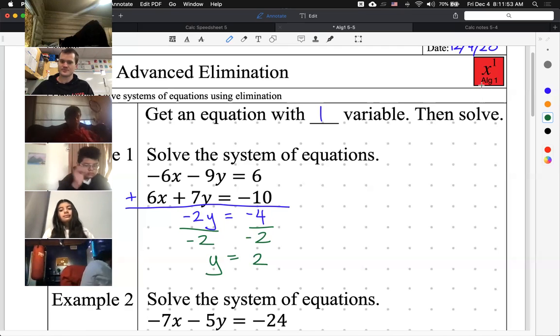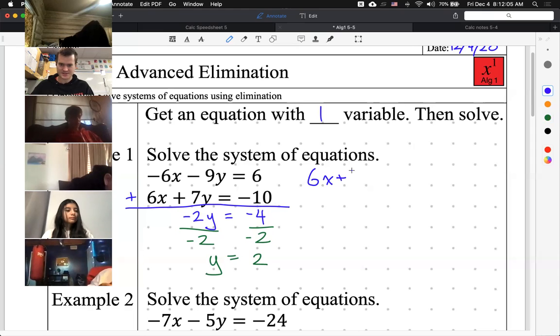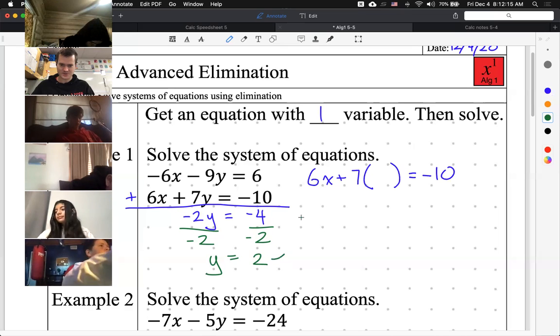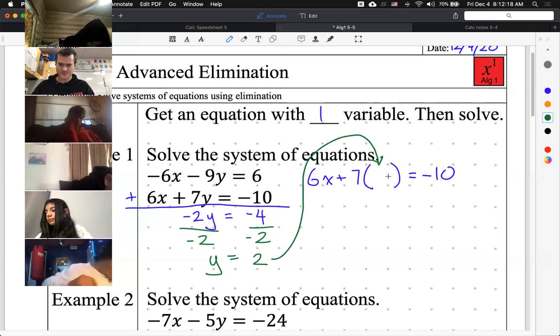Giorgio. Plug in the y equals 2 into one of the two equations. All right, which one's your favorite? The bottom one. Okay, so I'm gonna put 6x plus 7. We're gonna be plugging in y, so I'm gonna leave an empty parentheses for that y. This y over here is equal to -10, and then I will write in our new y. This 2 got plugged in right here. All right, we plugged it in.